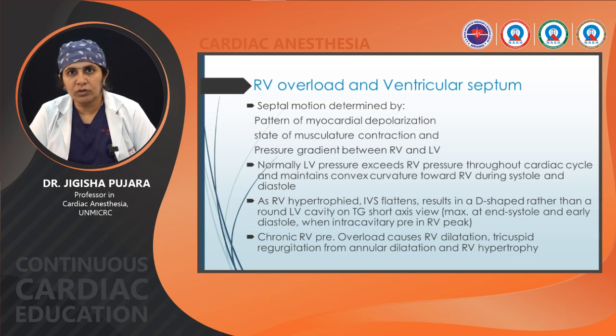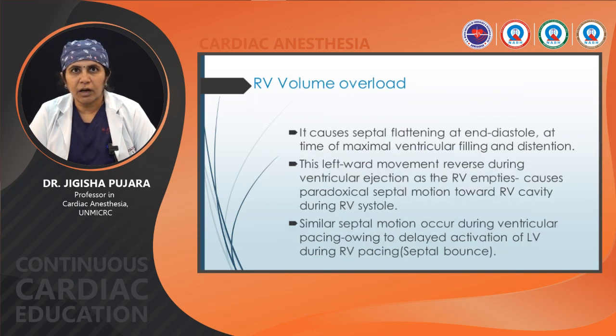Chronic RV pressure overload causes RV dilatation, tricuspid regurgitation from the annular dilatation, and RV hypertrophy. RV volume overload causes septal flattening at end diastole, at the time of maximum ventricular filling and distension. This leftward movement reverses during ventricular ejection as the RV empties, causing paradoxical septal motion towards the RV cavity during RV systole. Similar septal motion occurs during ventricular pacing owing to the delayed activation of the left ventricle during right ventricular pacing. So septal bounce will occur in this.